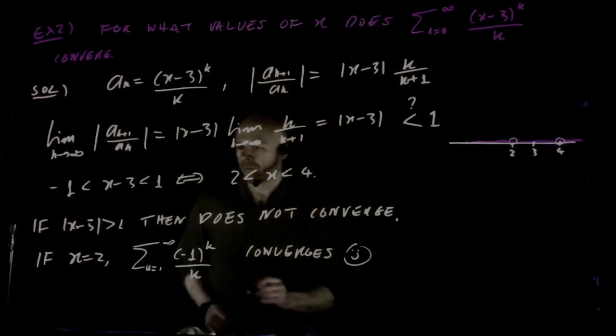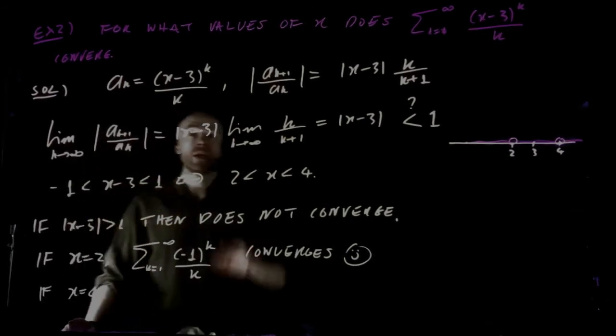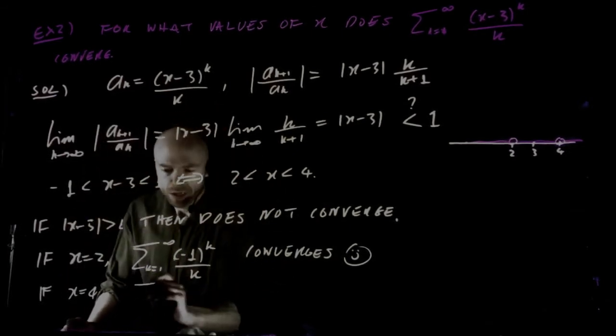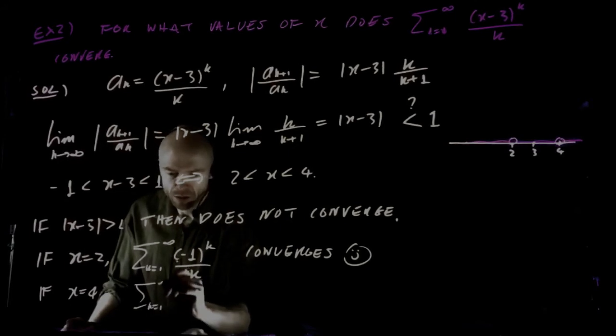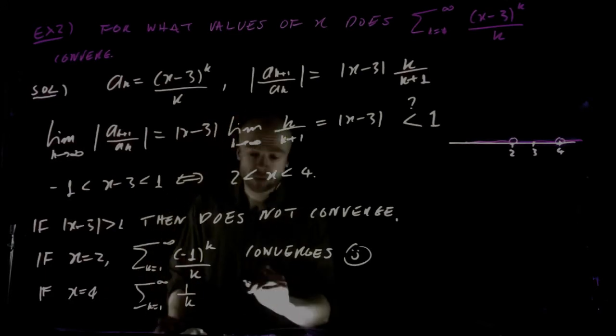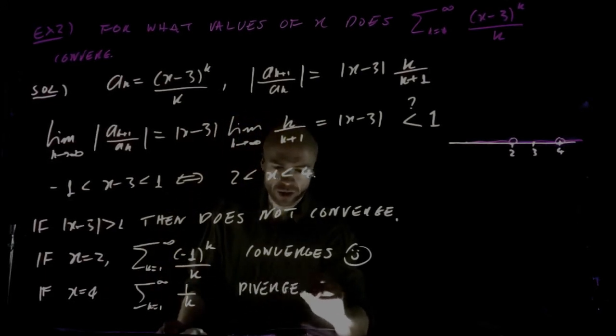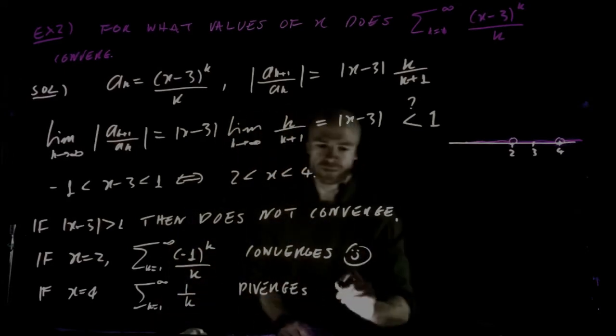Good. What about if x equals 4? Well, put x equals 4 into this. Then we're going to get the sum from k equals 1 to infinity of 1 over k, and that diverges, as we well know, just by the integral test. The integral of 1 over x diverges.